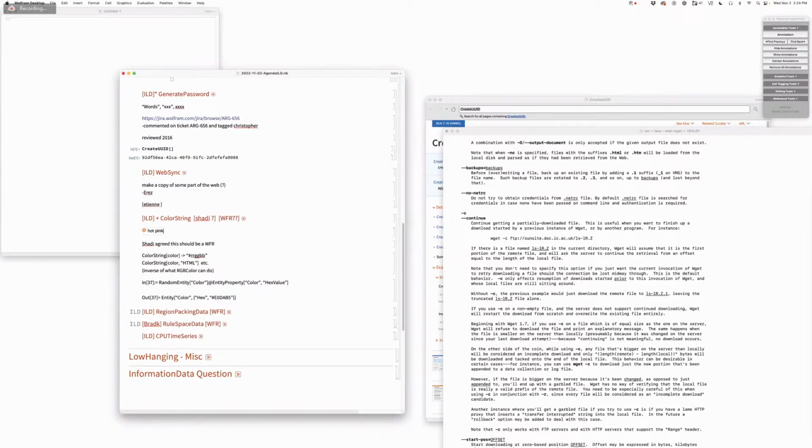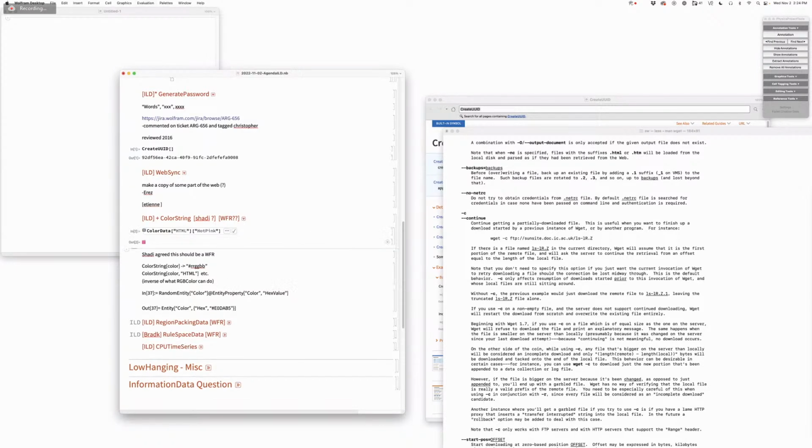It's already in the function repository, by the way. Oh, yeah. What is? Color to hex is the name of it. Okay. So the question is, should this be a system function? Yes.